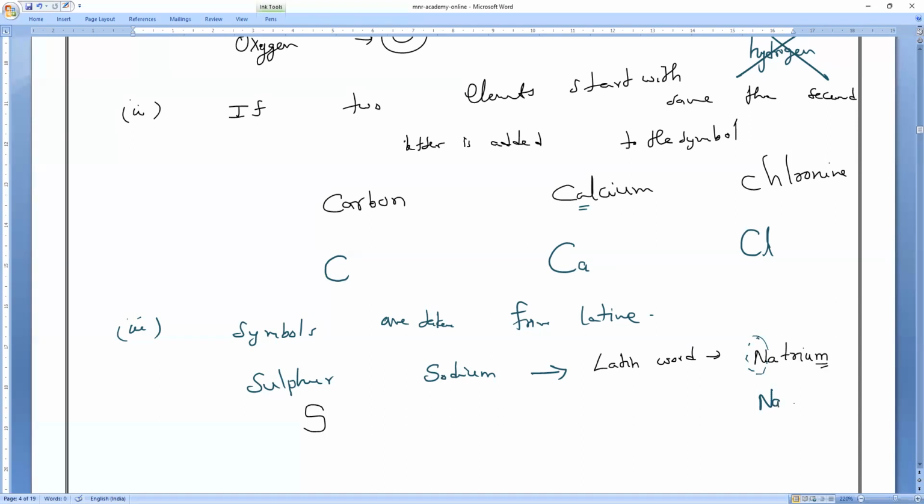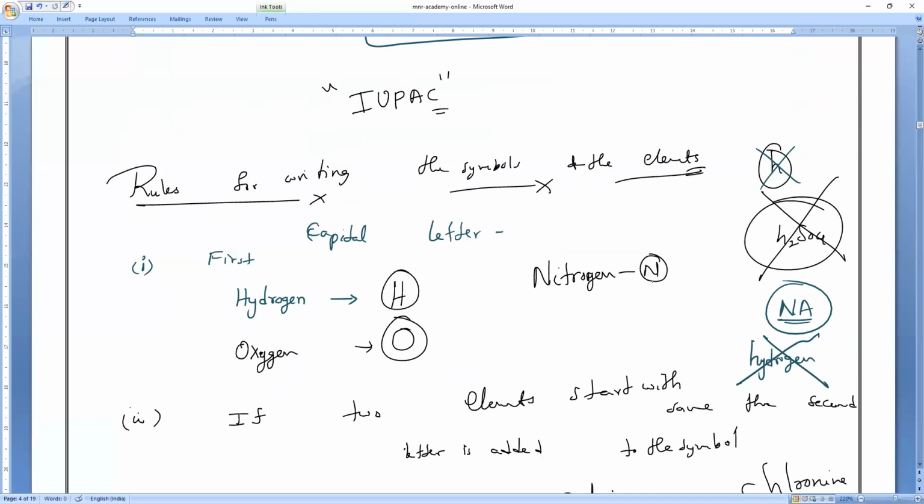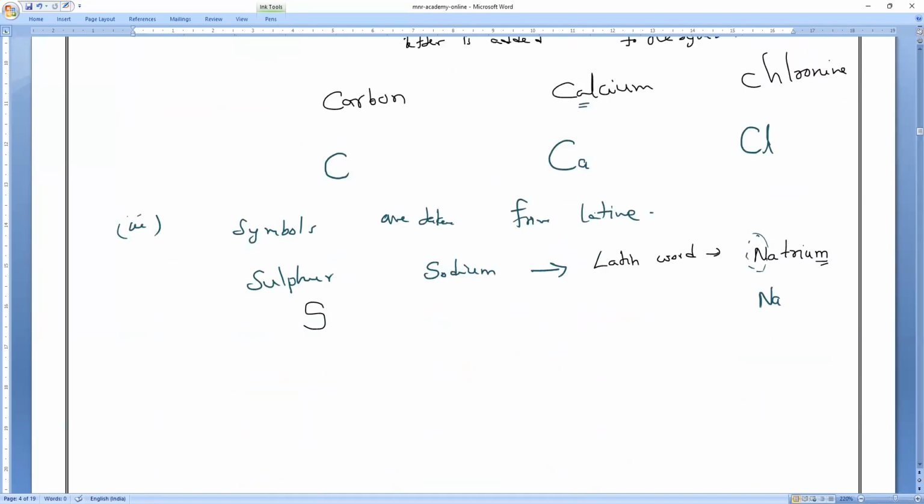Why are you writing Na? Because N is already allotted for nitrogen. Even if it is a Latin word, you cannot take the first letter for the element, because you should consider every symbol with other elements. No two elements should get the same symbol. That is why the sodium symbol is not N. It is Na. Do you understand, everyone? Please respond, all of you.